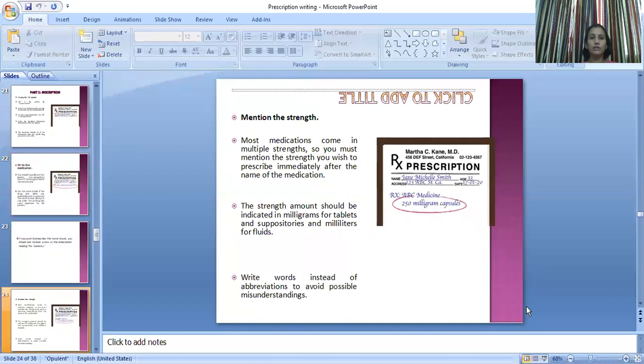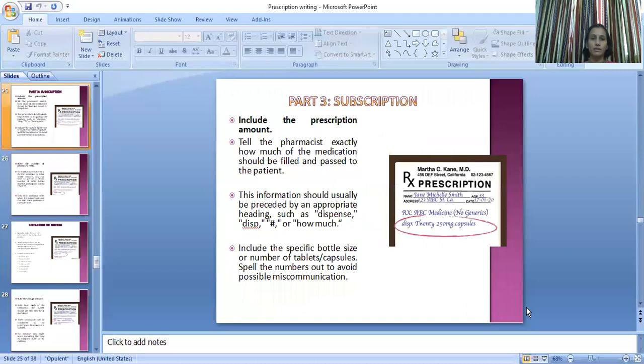Then mention the strength of the medication. Most medications come in multiple strengths, so we should mention the strength according to what we wish to prescribe immediately after the name of the medication. The strength can be indicated in milligrams for tablets and suppositories and milliliters for fluids. Write words instead of abbreviations to avoid possible misunderstanding.